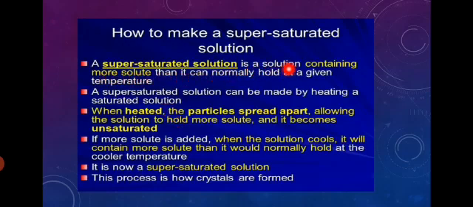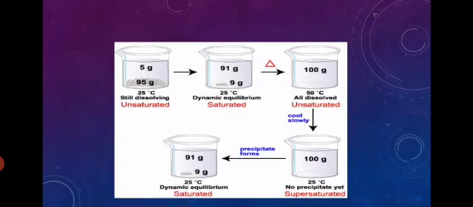A supersaturated solution is a solution containing more solute than it can normally hold at a given temperature. A supersaturated solution can be made by heating a saturated solution. When heated, the particles separate apart, allowing the solution to hold more solute and it becomes unsaturated. If more solute is added, when the solution cools, it will contain more solute than it would normally hold at the cooler temperature. It is now a supersaturated solution. This is the process by which crystals are formed. So you can make the supersaturated solution like this.